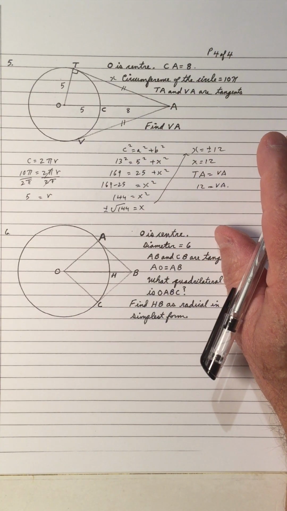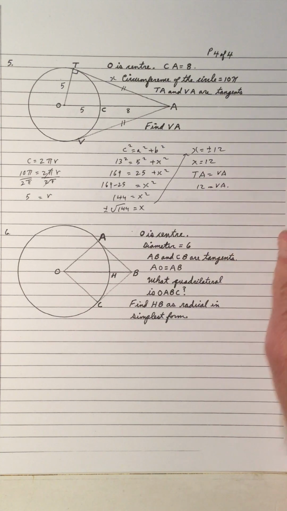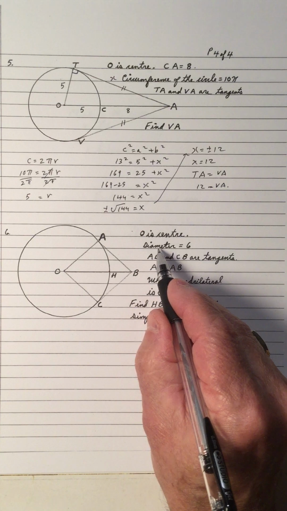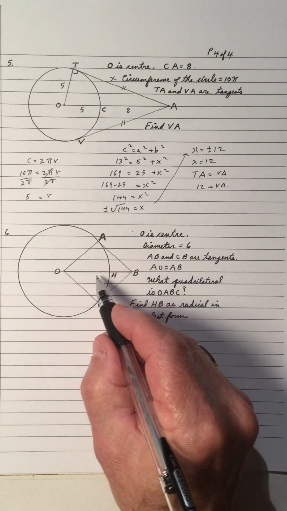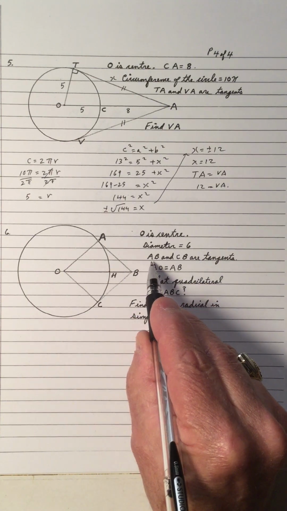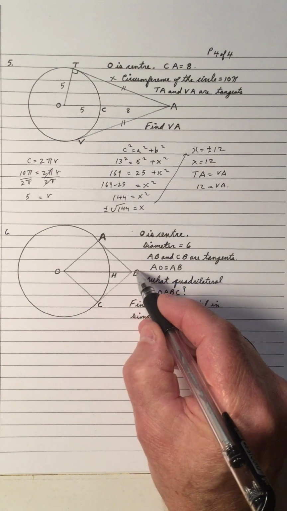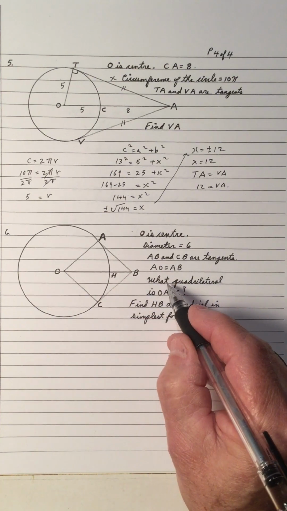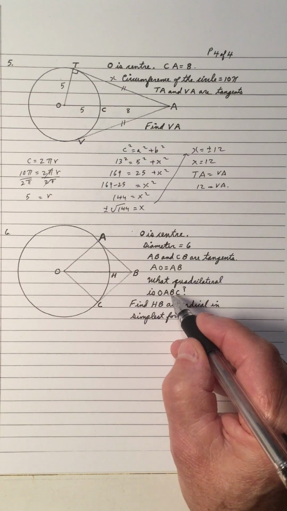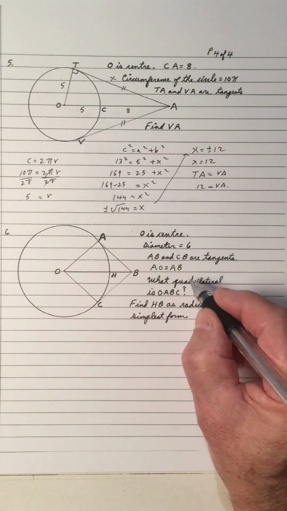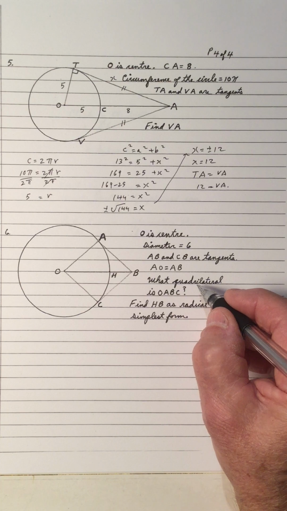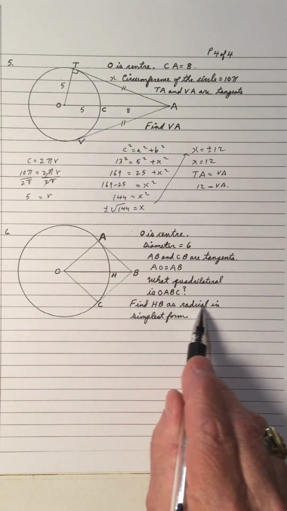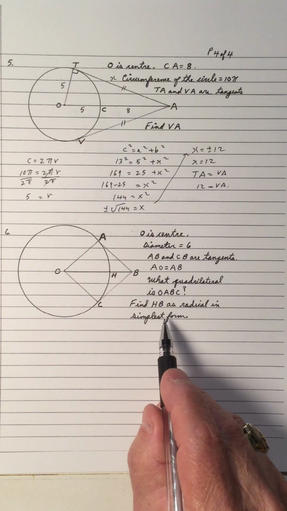Okay, let's do number 6, the final question in this video. Again, O is the center of the circle. The diameter is 6. AB and CB are tangents. What quadrilateral is OABC? What I mean is, what's the name of that quadrilateral? And find the length of HB as a radical in simplest form.